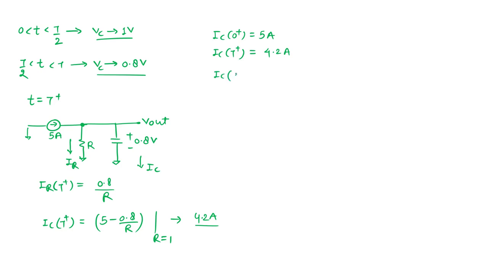So maybe IC 2T plus has some value, let's say like 4 amp. Okay, so it is overall reducing. It is not linearly reducing. I am just giving the number so that you can have the idea. So it is reducing this way. Overall, my capacitor is again following the exponential nature, but in every period it is slowly charging and slowly discharging.